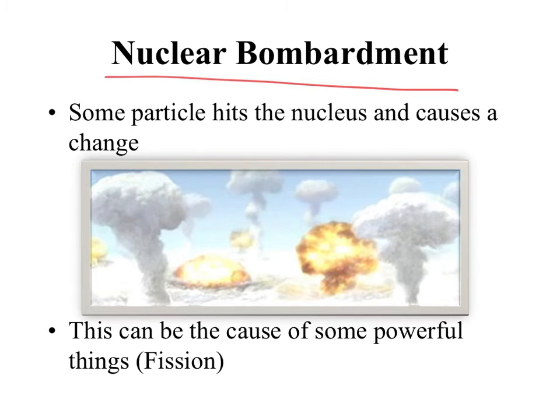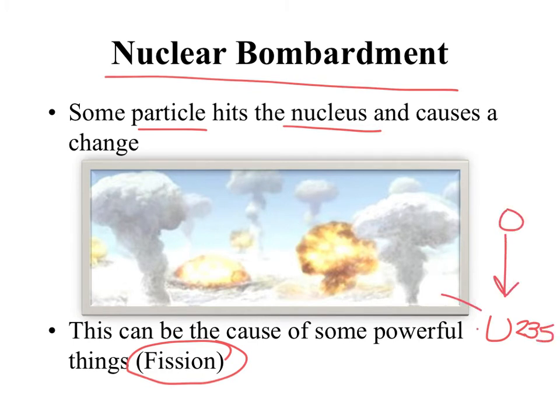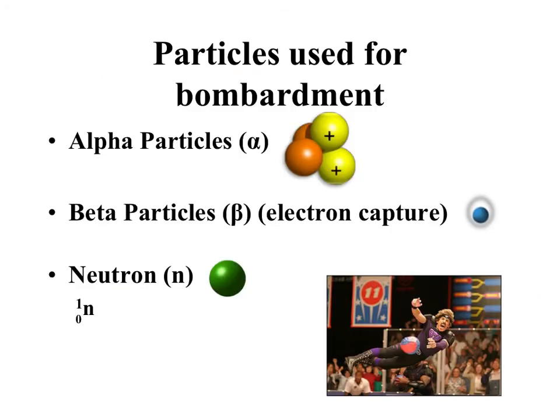Well, we can take a particle and hit its nucleus in order to create a change. So since we're hitting it, we call it bombardment. With nuclear bombardment, this is where some powerful things can happen, and that's actually how we take fission. Remember, we take that uranium-235 element and we take one neutron and slam it into the uranium-235, which eventually creates fission. So starting fission is actually a nuclear bombardment. So the two things we talked about were nuclear decay, the breaking down, and the nuclear bombardment where we actually hit another element.